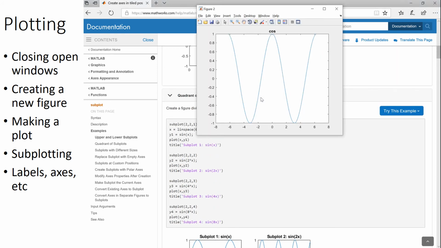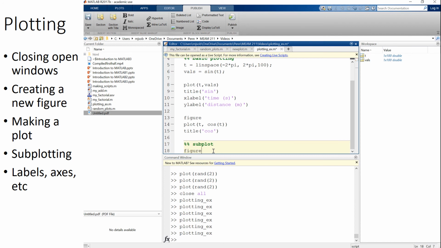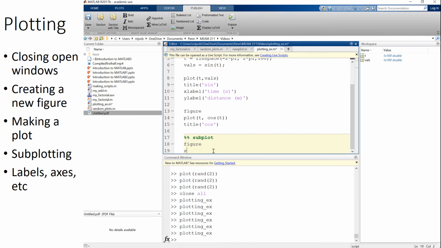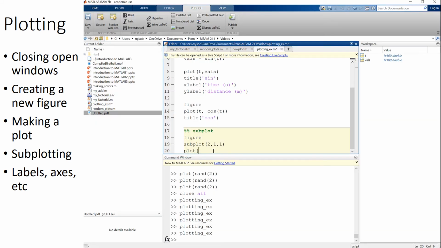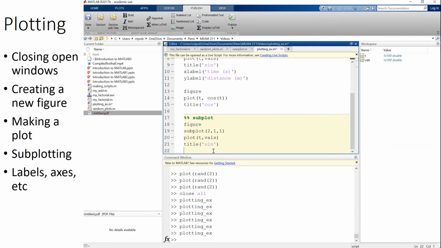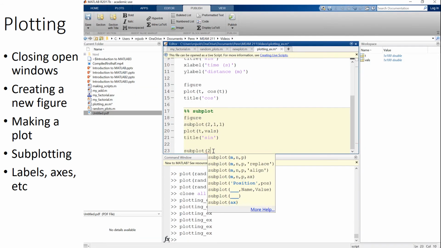So let's take our same sine and cosine and put them into a subplot. So we'll make a new figure, and we'll tell it that it's a subplot, and let's give it 2 rows and 1 column. In the first element, we will put the one that we had for sine. We'll give that a title of sine. And then in the second position, we have to give it the same number of rows and columns.